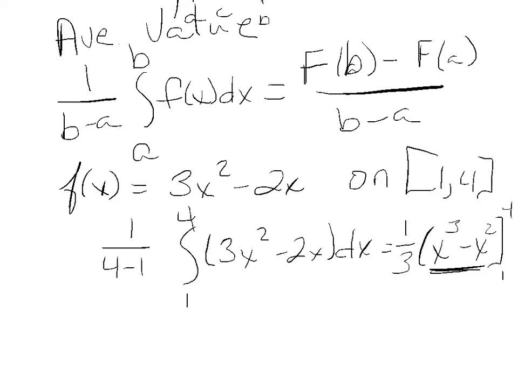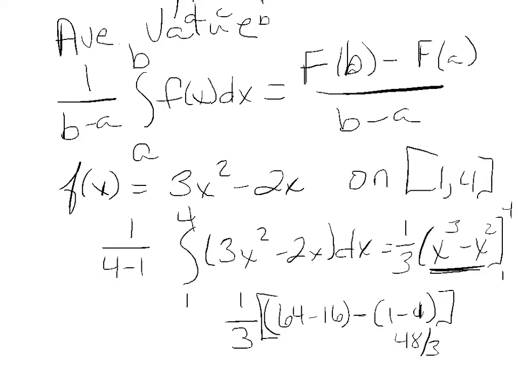Cancellation is what I didn't see. All right, so if we plug in, we're going to have 4 cubed is 64 minus 16 minus 1 minus 1. Oh, that's nice. So we have 64 minus 16, which is 48 over 3. So the average value of this function on the interval from 1 to 4 is 16.